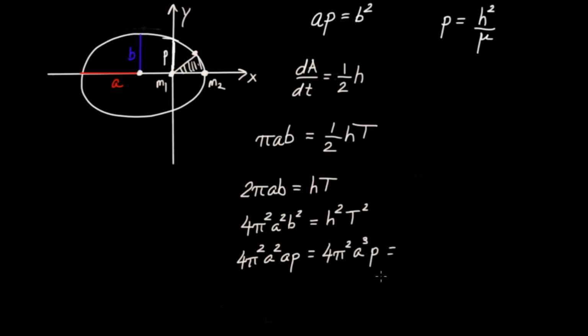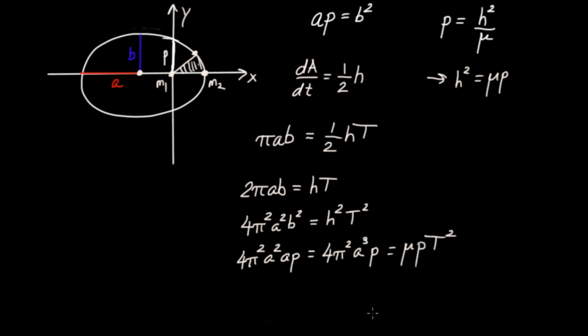And now on the right hand side, I'm going to make a substitution for h squared. And that's going to come from this equation here, which I'm going to rewrite as h squared is equal to mu times p. Just doing a little rearranging there. So I'm going to make that substitution for h squared. And on the right hand side, I get mu times p times big T squared.